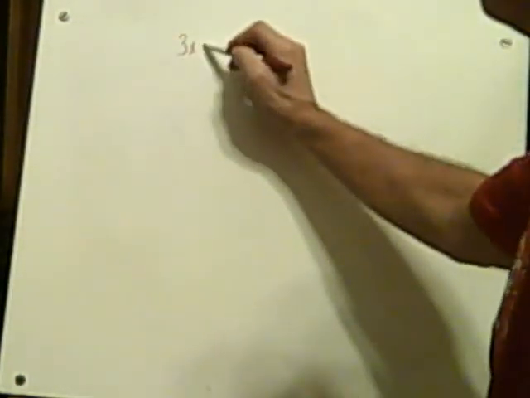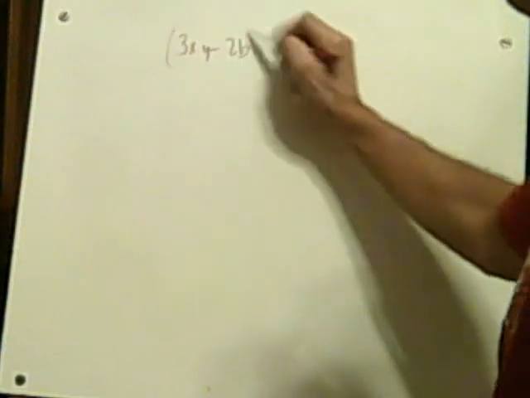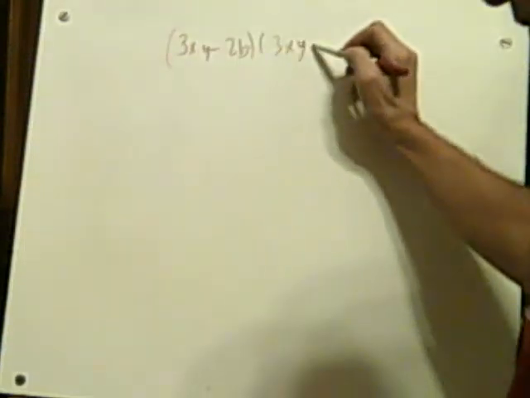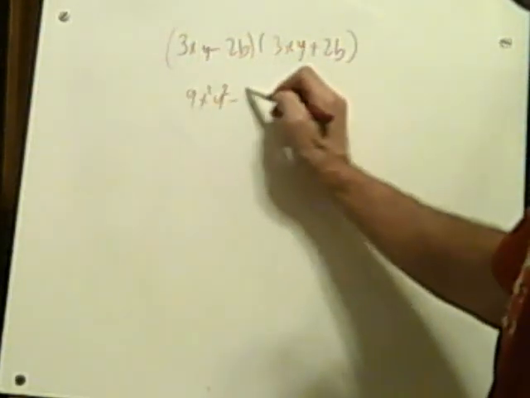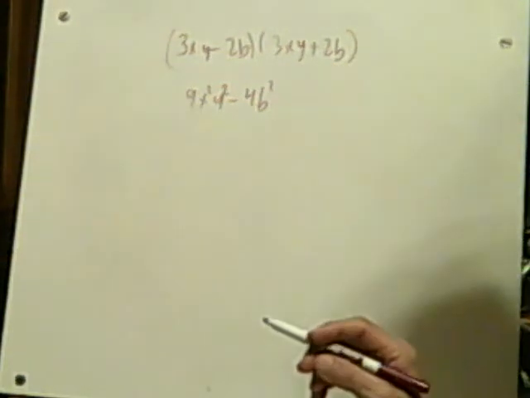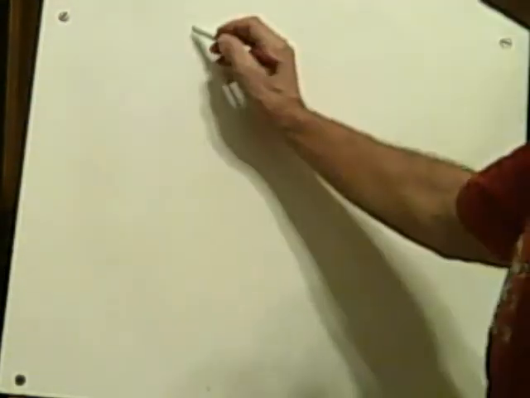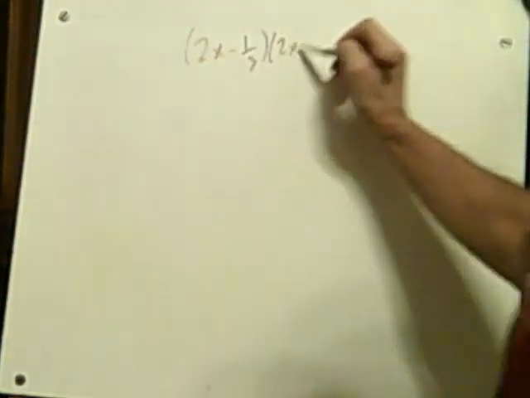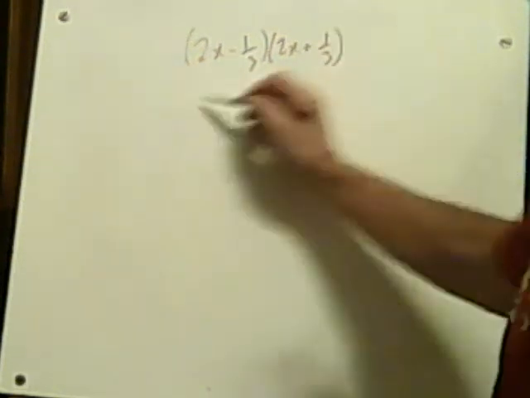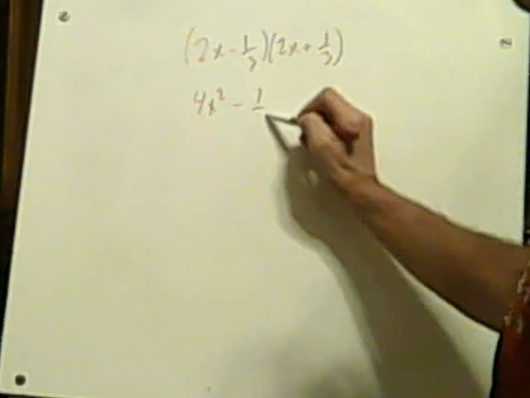Okay, now the next one looks like the difference of squares. 3xy minus 2b times 3xy plus 2b. Okay, we're not going to write this out. It's going to be 9x squared y squared minus 4b squared. It's the difference of the two squares. The whole purpose of this chapter is to help us develop these tricks. And the difference of two squares comes in over and over and over again. Minus 1/3, 2x plus 1/3. The answer is going to be 4x squared minus 1/9. Okay, then we go to number 40.